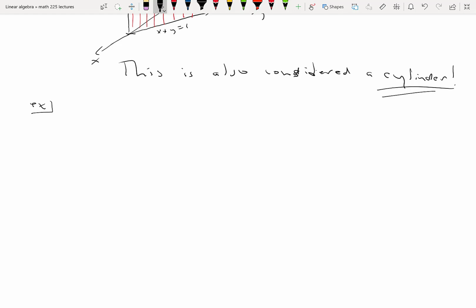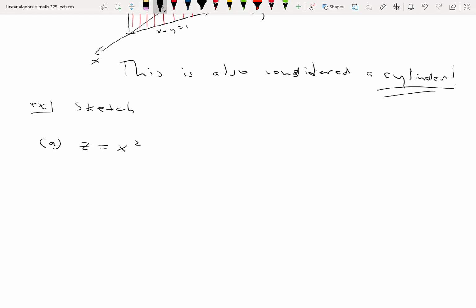Well, here's one way. Sketch, let's say part A, z equals x squared. Now I know that's a cylinder, and you will too, and you'll be able to tell how in just a few seconds. I know that's a cylinder. Why? It's missing a variable.